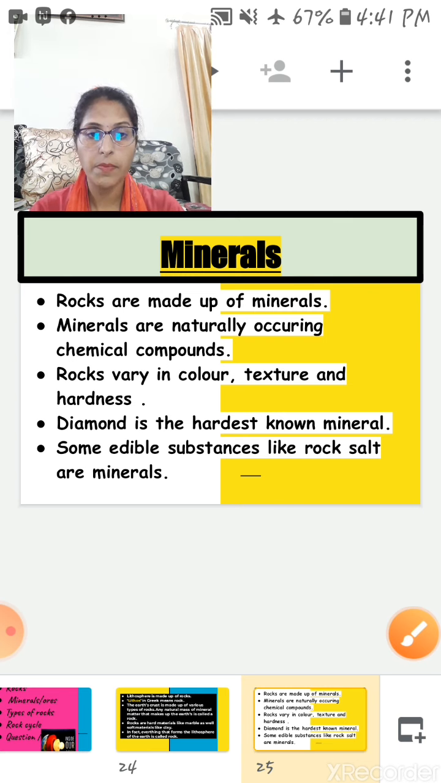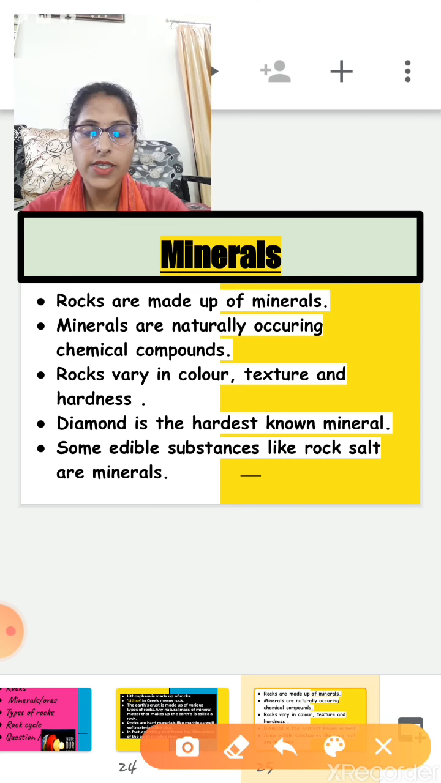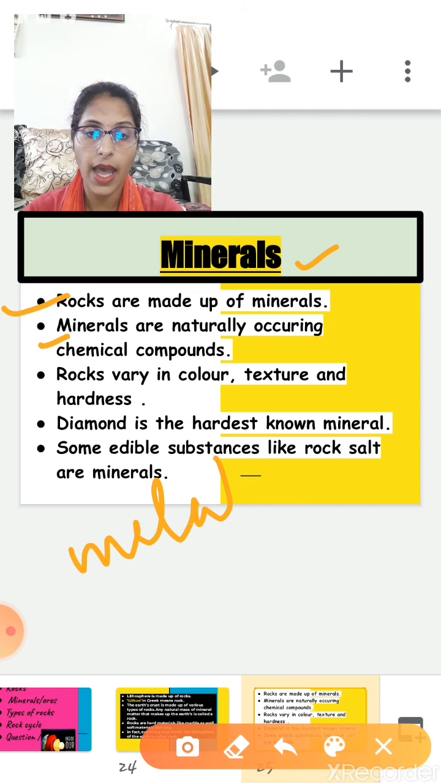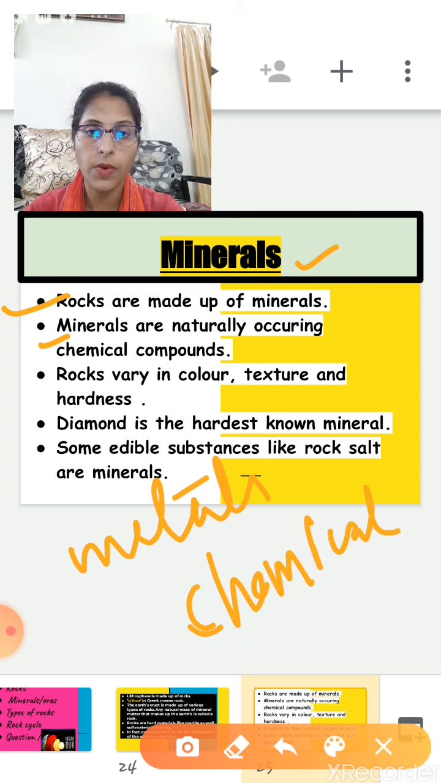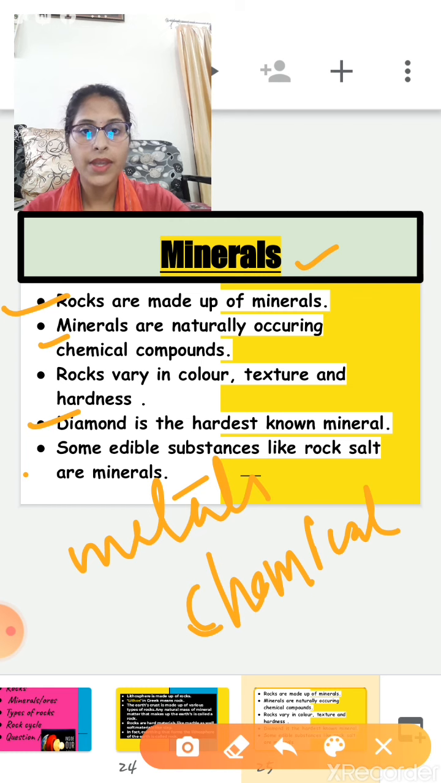Now the second thing is minerals. Minerals, as you all know, rocks are made up of minerals. So a mineral is a solid, naturally occurring substance. Minerals are naturally occurring chemical compounds. Now they have a definite chemical composition and they also provide us metals and chemicals. So the diamond is the hardest known mineral and some edible substances like rock salt are also minerals.